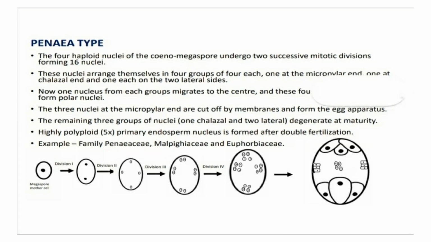The remaining 2 groups of 3 cells form triads at both sides. After some time they degenerate and mingle with the cellular endosperm cells. So that is the Penaea type. The best examples of the Penaea type are Penaeaceae, Malpighiaceae, and Euphorbiaceae.